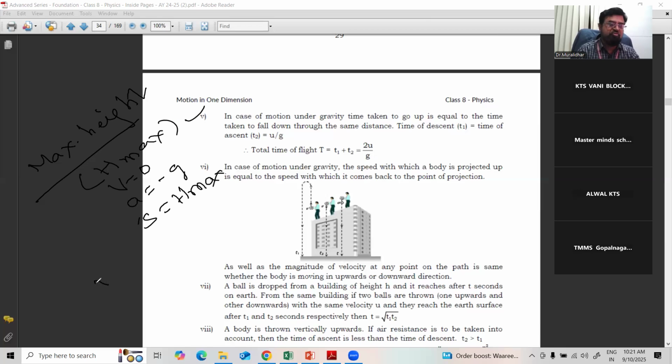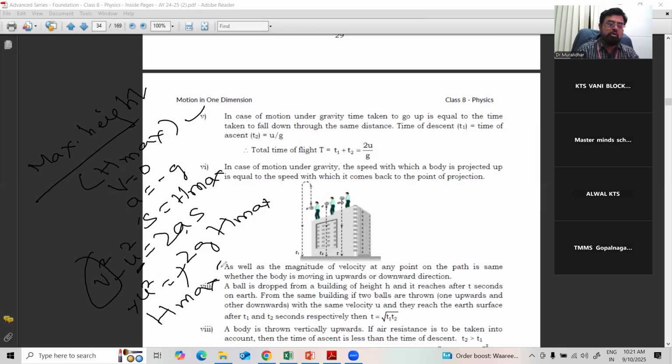So from the formula v square minus u square is equal to 2as, v square is 0 at maximum height. So we get minus u square is equal to minus 2gH, because the g value is negative. The minus cancels. So you can write H max is equal to u square by 2g. This is the formula for the maximum height reached by a body when it is thrown upwards.